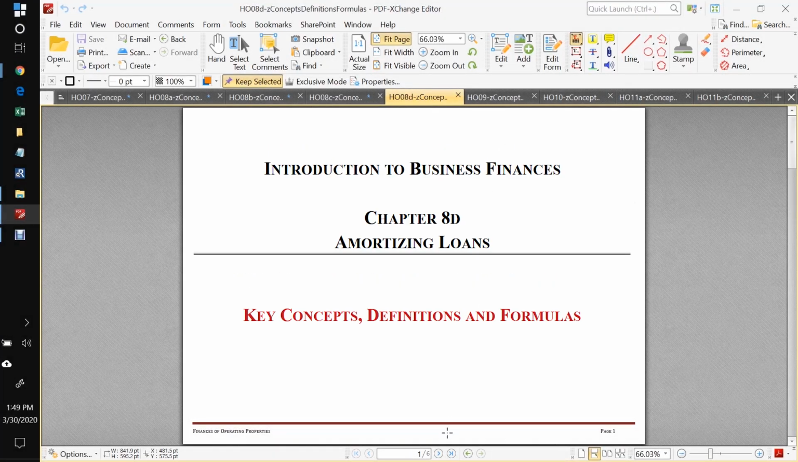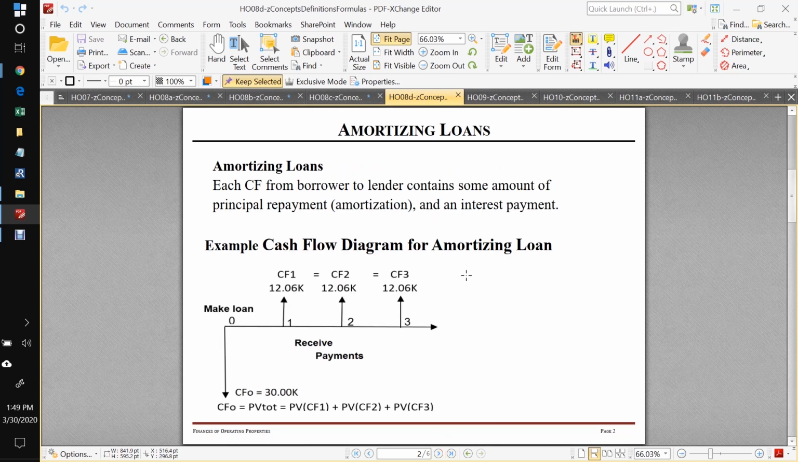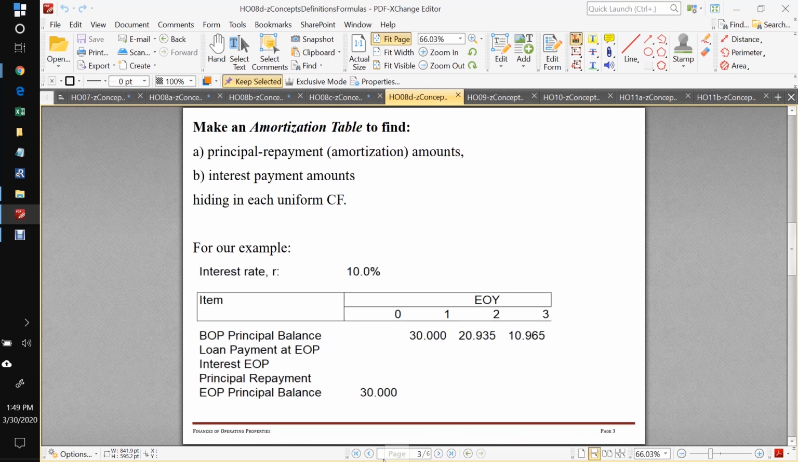Handout D was all about amortizing loans. The notion of amortizing loans is that whenever we have a uniform cash flow project, some of each uniform payment is going to pay down the principal amount, the amount borrowed, and some of it is going to paying interest on that. And we've just never looked at it in that way before. So now let's go ahead and do that.